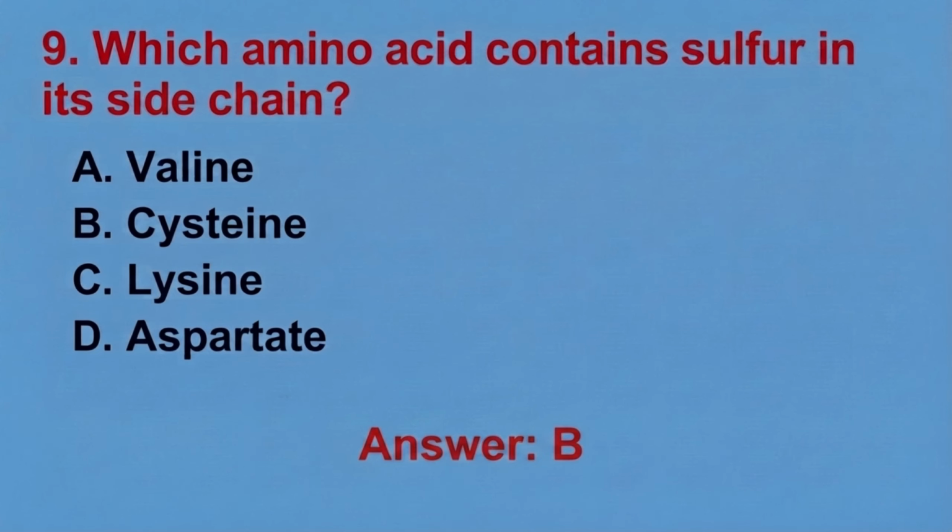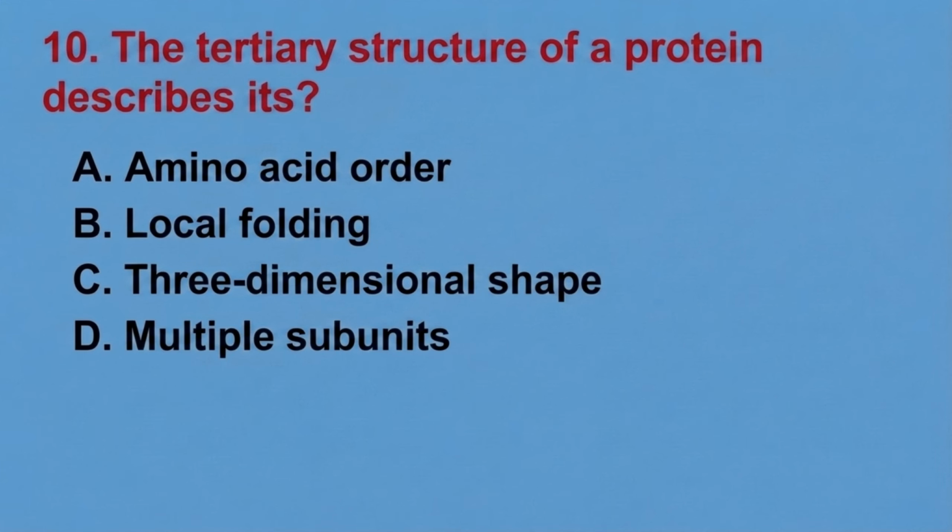Okay, let's go to question 10. The tertiary structure of a protein describes its what? This time I think you are able to answer this question. The options are A, amino acid order. B, local folding. C, three-dimensional shape. D, multiple subunits. You have 5 seconds. So the answer is C, three-dimensional shape.